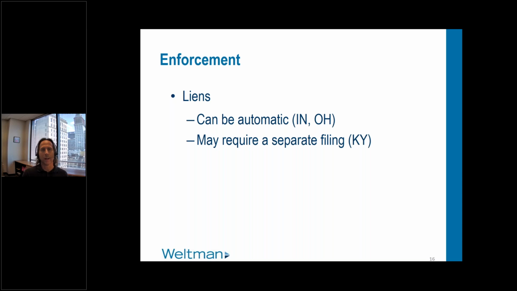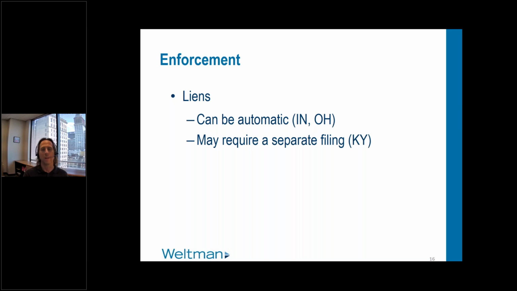All right, just a small topic here in the enforcement realm, and that is judgment liens. A lot of the times when we domesticate a judgment somewhere else, you're looking to place a lien on a piece of property. And so it's just something to keep in mind that in some states, the lien is going to be automatic once you file your foreign judgment.